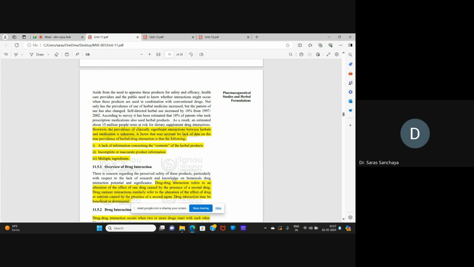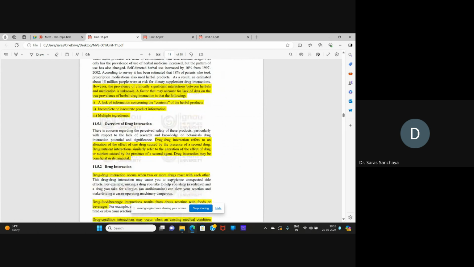A factor that may account for the lack of data on the true prevalence of herbal drug interaction is the following: a lack of information concerning the contents of the herbal products. So there is a lack of information about the contents of the herbal products. Also, incomplete or inaccurate product information and multiple ingredients. Because of these factors, we may lack data about the prevalence of herbal drug interaction.